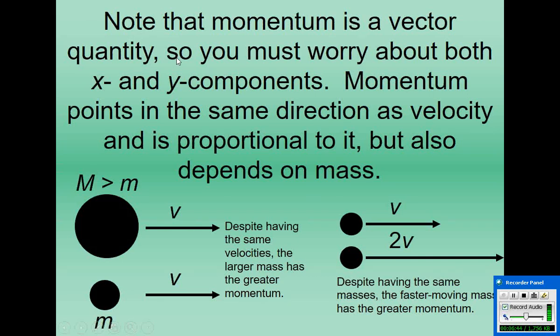Because it's a vector quantity, in this course we will have to worry about x components and y components. Momentum is proportional to the mass. Momentum is proportional to the speed. The magnitude of the momentum is proportional to the speed of the object. Can we use the word momentum in everyday language?